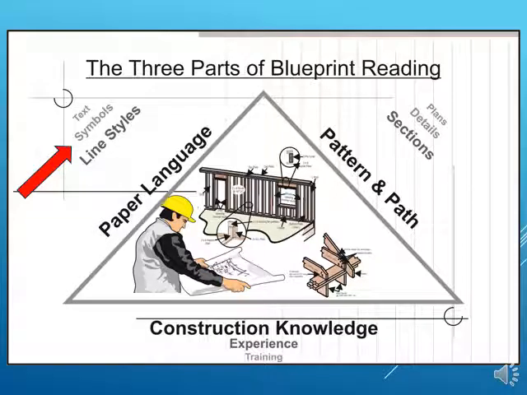There's really 3 parts to blueprint reading. There's our paper language, our pattern and path, and your construction knowledge. Paper language is made up of the conventions we've learned about at the beginning of our course. Things like line styles, text, and also symbols. Pattern path is how to make your way through the drawing set, so identifying your plan views, details, following sections. And construction knowledge is based on your experience and the training that you're receiving.